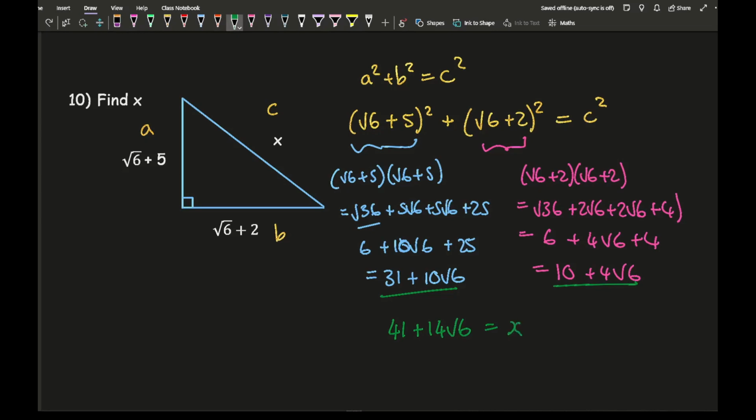equals x squared. So therefore x equals the square root of that, so the square root of 41 plus 14 root 6, and there is my final answer.